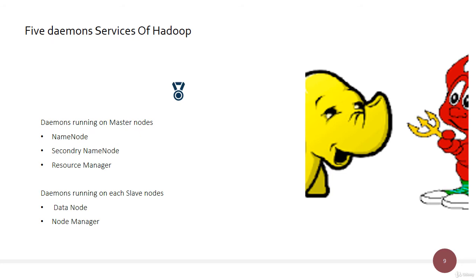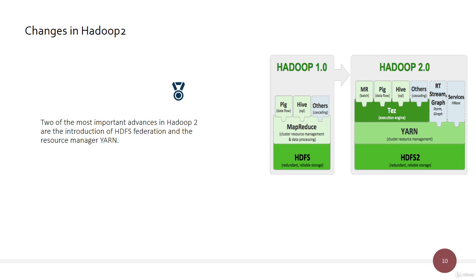The following two daemons run on each slave node. Data node stores actual data, and node manager is responsible for instantiating and monitoring individual map and reduce tasks. Two of the most important advances in Hadoop 2 are the introduction of HDFS Federation and the resource manager, YARN. In Hadoop 1, a single name node used to manage the entire namespace for a Hadoop cluster. With HDFS Federation, multiple name node servers manage namespaces, and this allows for horizontal scaling, performance improvements, and multiple namespaces.